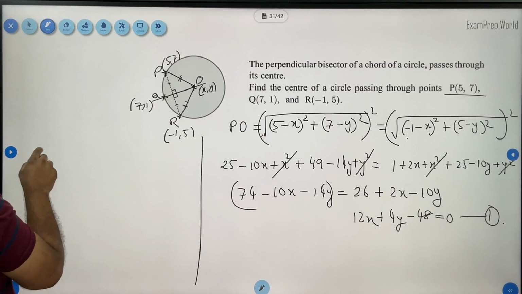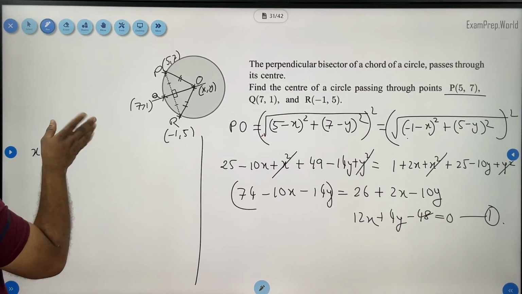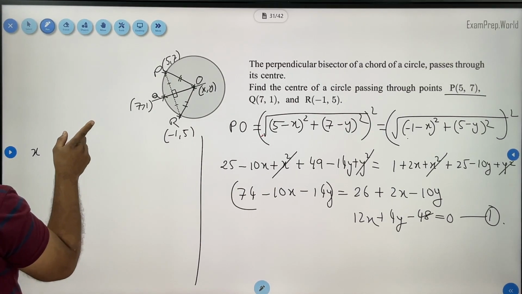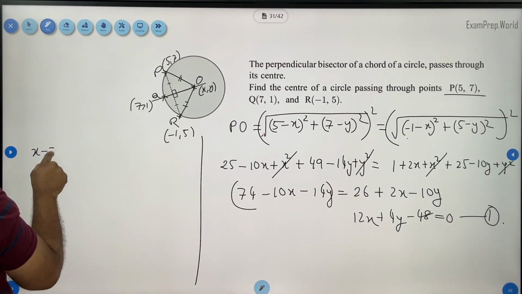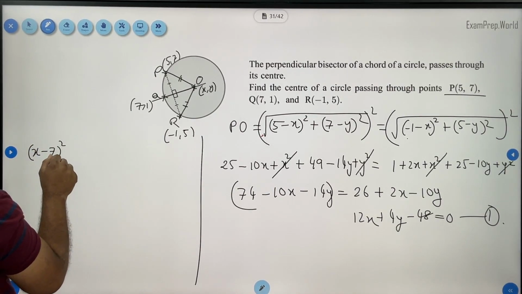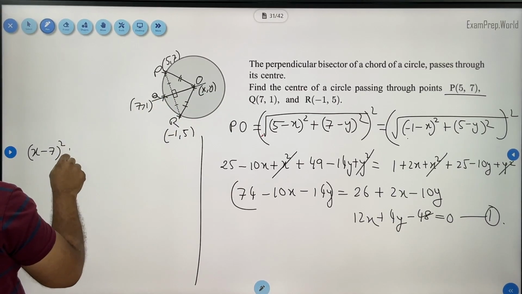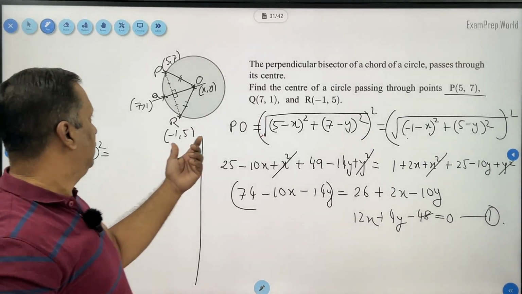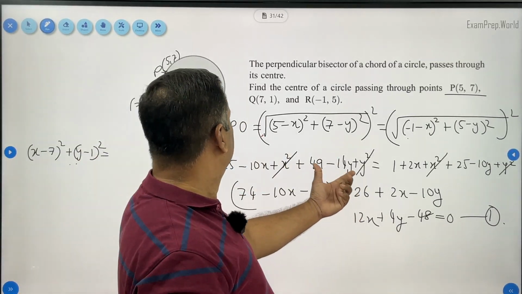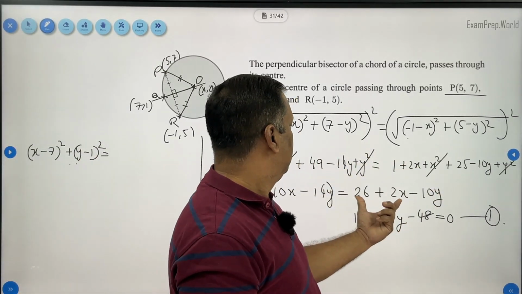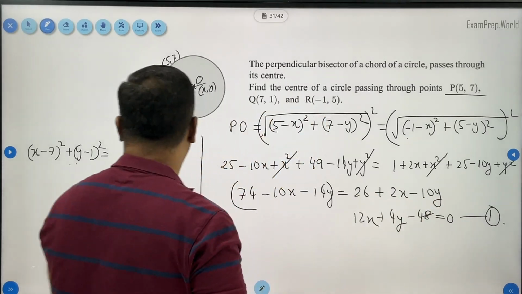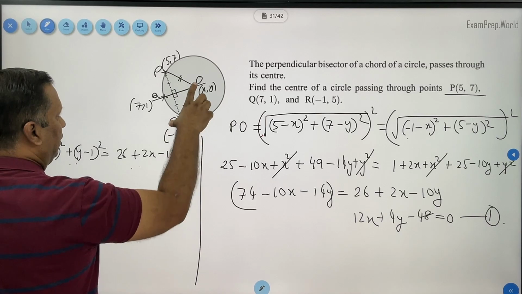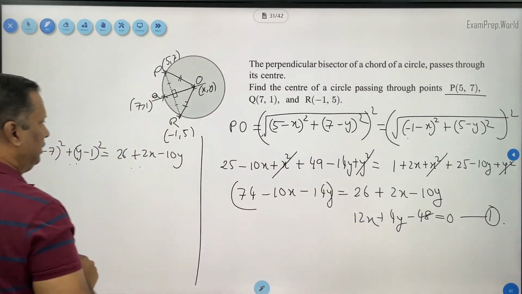So QO is, and I will take away the roots right away because we know that it's going to go off. 7x minus 7 whole square plus y minus 1 whole square equals, what was RO for us? 26 plus 2x minus 10y. Straight away, right? RO we calculated, this was the length of RO.